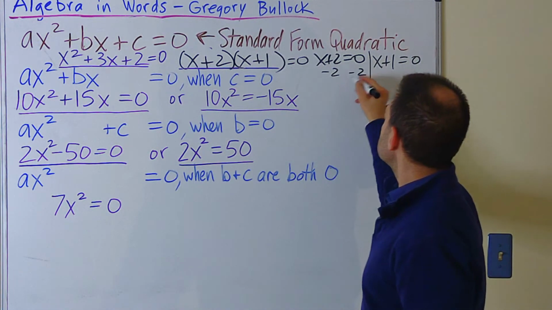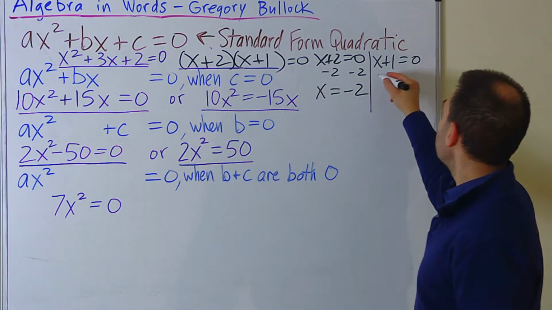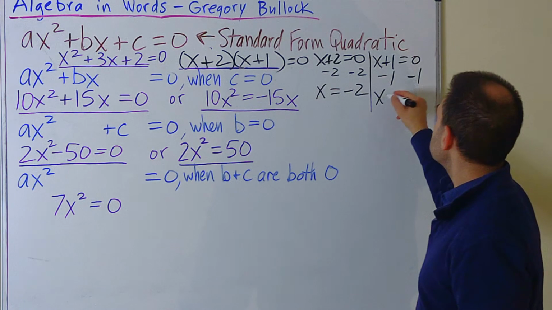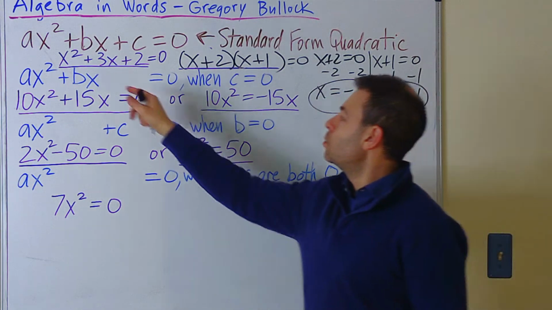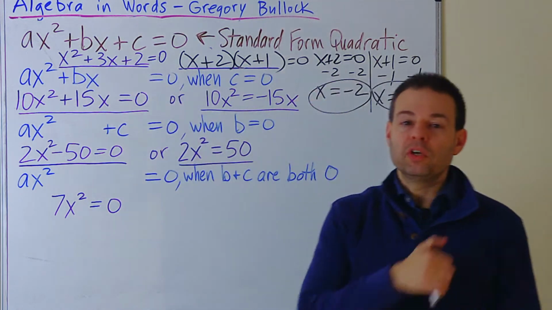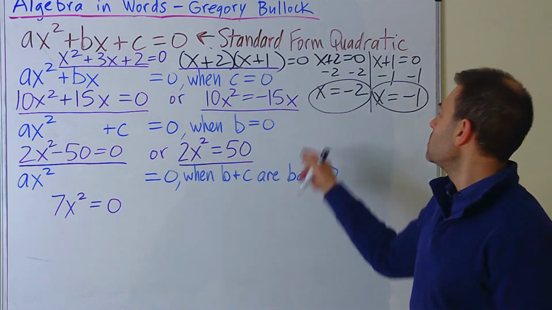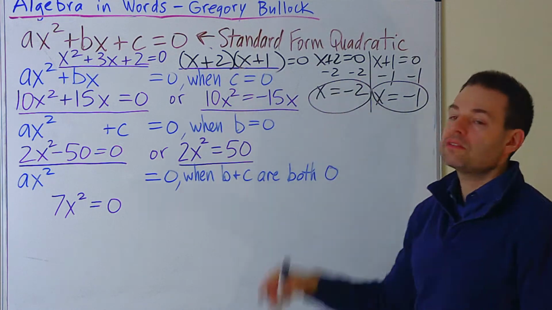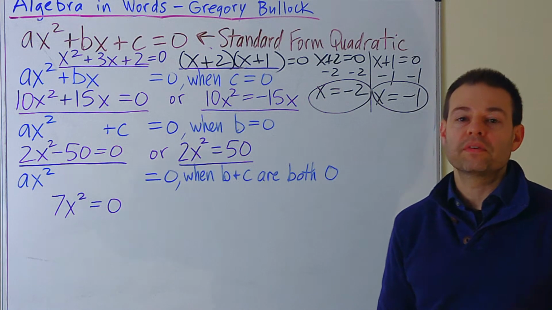Minus 2, x equals negative 2. And for the other one, minus 1, x equals negative 1. So we just took the original trinomial with 3 terms, factored it into 2 binomials, set each binomial equal to 0, and solved, and we got x equals negative 2 and negative 1 for this problem.